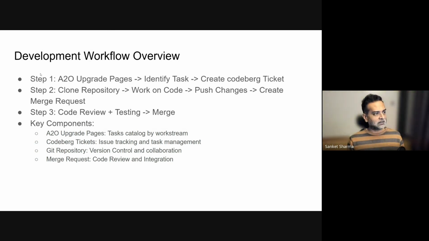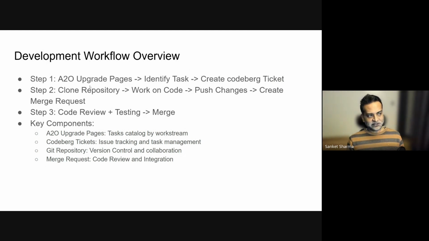So basically, the first step is you go to the A2O upgrade pages, you identify the tasks listed there, and you see what matches your interest and what you want to do. You copy the task and create a Codeberg ticket with the task, and assign it to yourself. So you basically say that's the task that I'm working on, and the details are all mentioned on the upgrade pages. I'll walk through the pages just now, but this would be the first step.